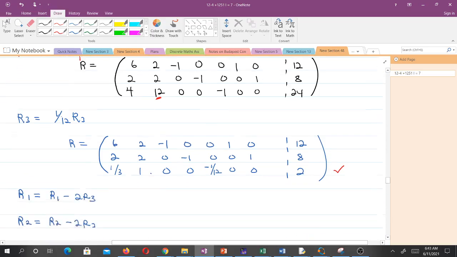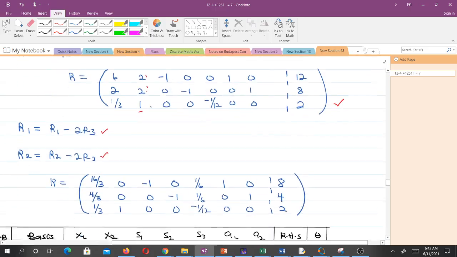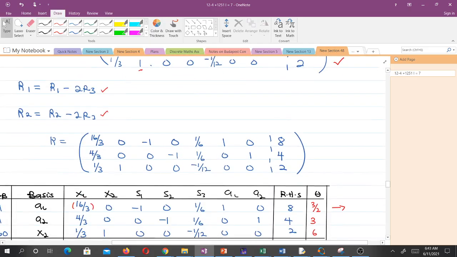Then after doing that, we have our 1 here, fantastic. But we have 2 and 2 here, and we have to make sure they are zeros. So one of the ways that we can do that is to say row 1 is equal to row 1 minus twice row 3, and row 2 is equal to row 2 minus twice row 3. So doing that operation is going to give us this matrix here, and you have it in the form that we want. Okay, all right.